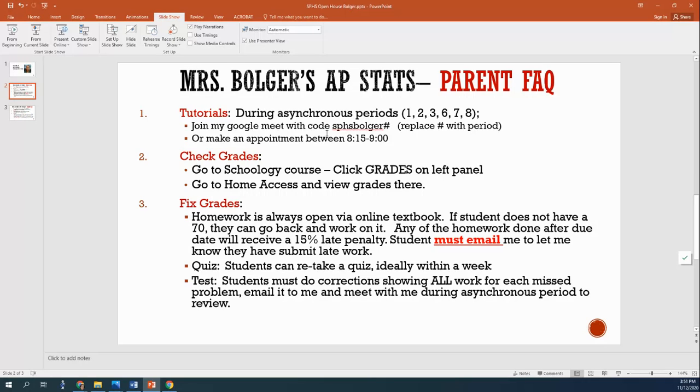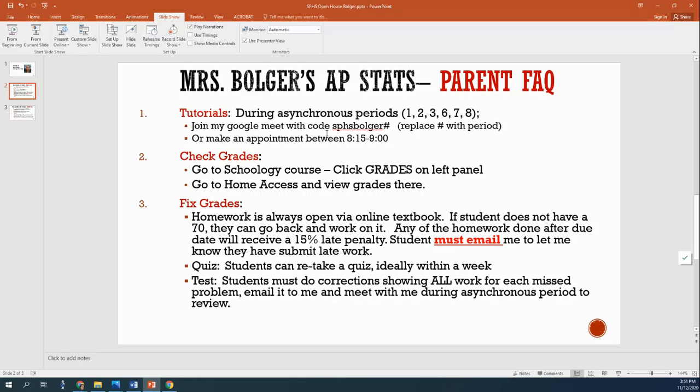And if your student needs to check or correct their homework or bring up a grade, homework is available online through the online textbook. They can always go back and work on homework. There is a late penalty of 15% if they turn it in late. But it's still better to turn it in late and incur that penalty than to have a zero. The one caveat is that I do ask that the students email me after they've turned in late work because it's a little bit of a treasure hunt for me to go back and find it.